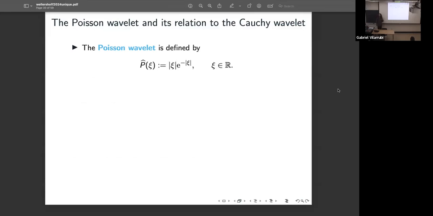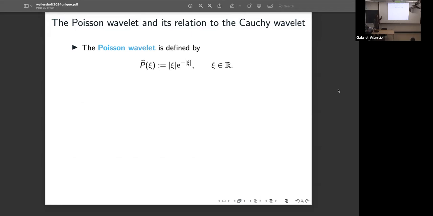The first thing is, I want to introduce the Poisson wavelet. And just like the Cauchy wavelet, the Poisson wavelet is actually defined in terms of its Fourier transform. If you look at this, you might notice one thing, which is that the Fourier transform of the Poisson wavelet is very symmetric. And so in particular, the Poisson wavelet is actually real valued. So that's something that will be important.